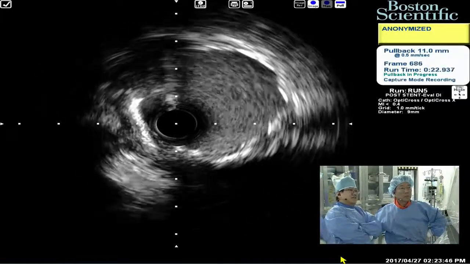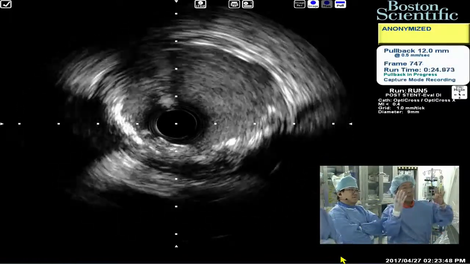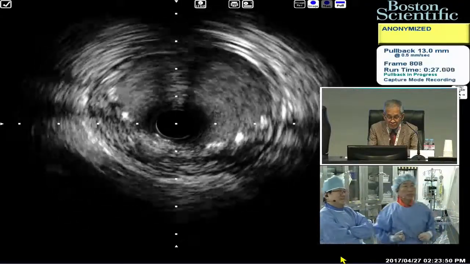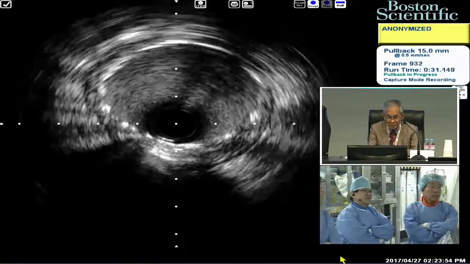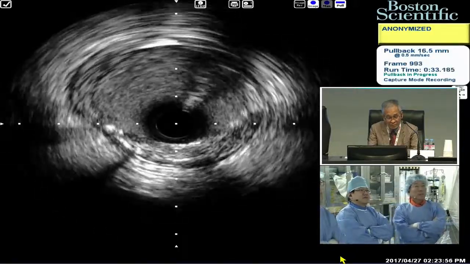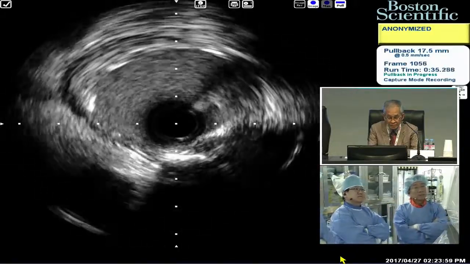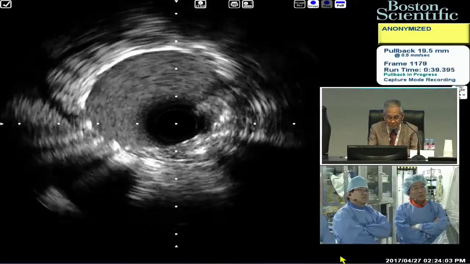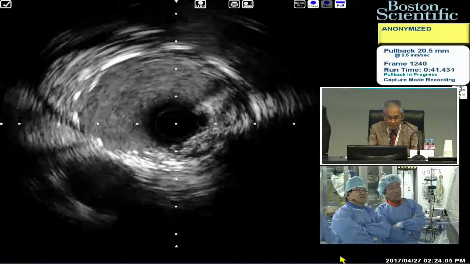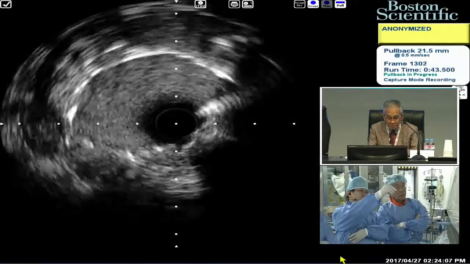And actually stent diameter is almost 4, right? Stent area is almost 12 millimeter square or something. That's big enough. That would be diagonal branches. Yes, 1 o'clock.